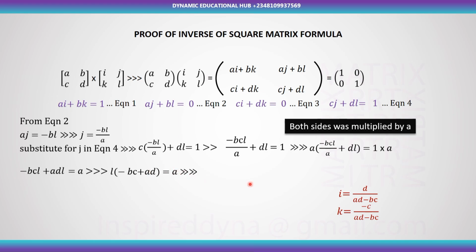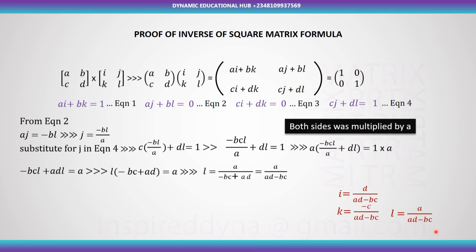Divide both sides by minus BC plus AD. So when you divide both sides by minus BC plus AD, you are going to get L is equal to A over minus BC plus AD. Rearrange this. So AD coming first, then you have minus BC. So that is what we have here, A over AD minus BC. So we've gotten the value of our L, which is A over AD minus BC.